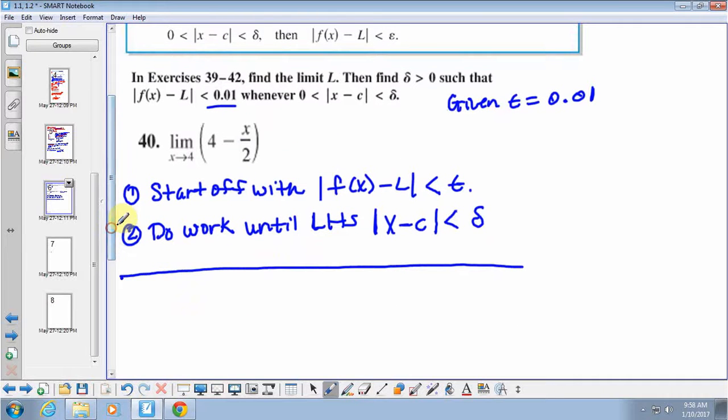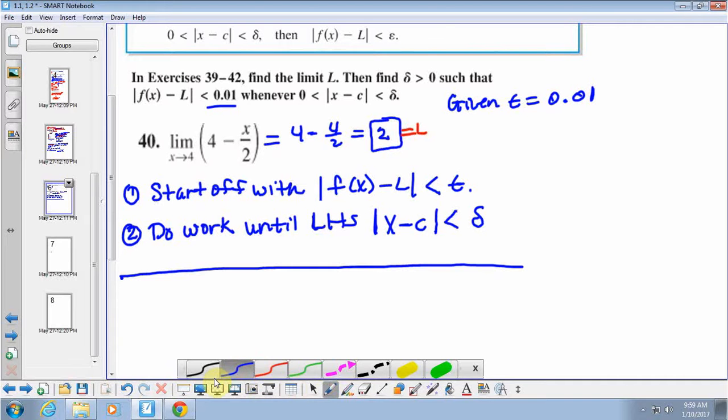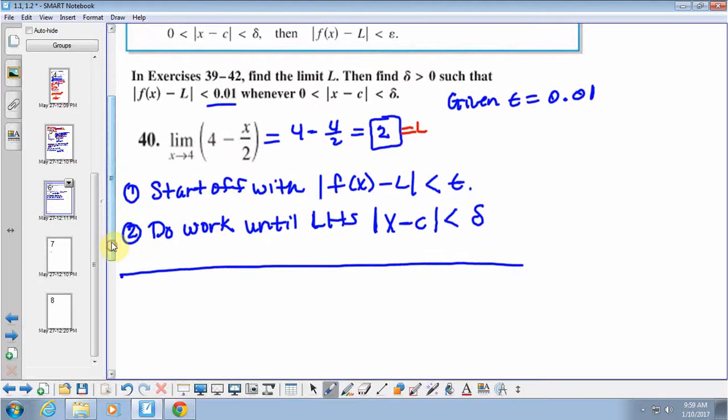to start this problem, what is L? If I put, here we're looking at the limit as x approaches 4 of 4 minus x over 2. So this is 4 minus 4 over 2, which is what? 2. This is L. Okay? Direct substitution. So we know what the limit is. Now we're going to prove that it's 2 by this epsilon delta definition. So I need to start off with the absolute value of f of x minus L being less than epsilon.